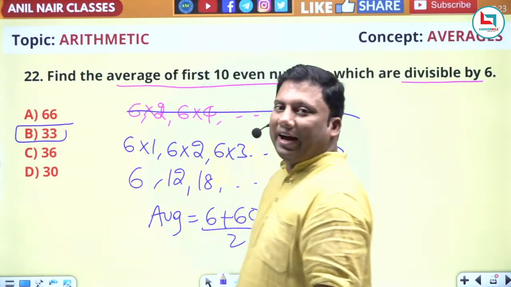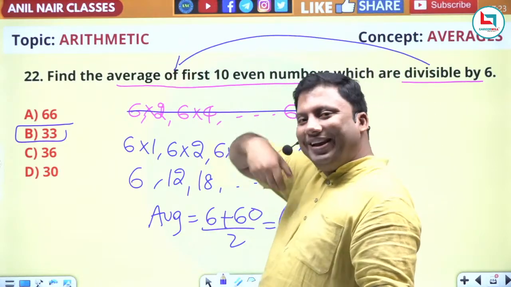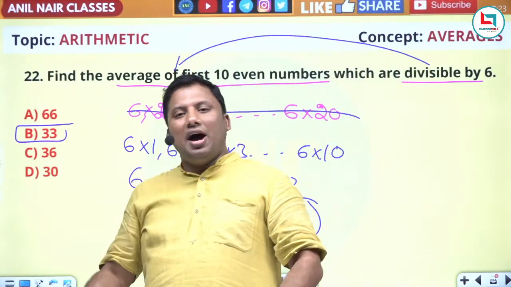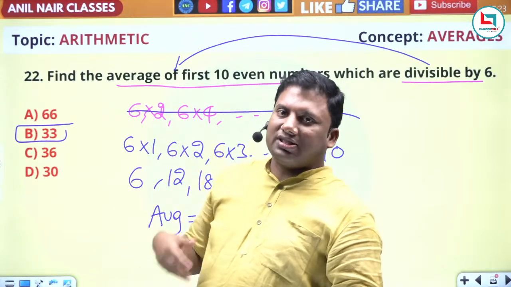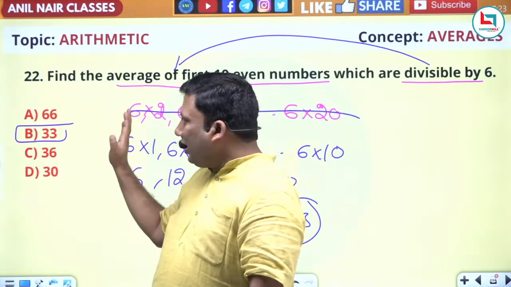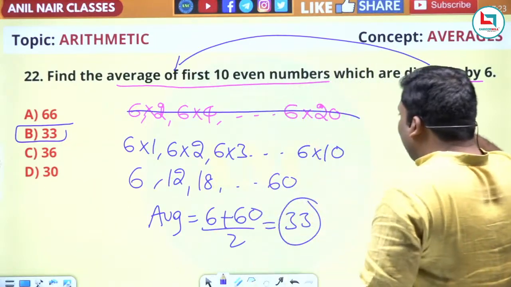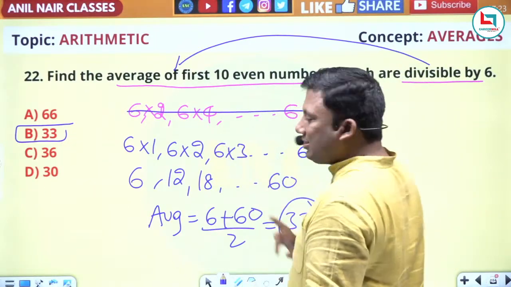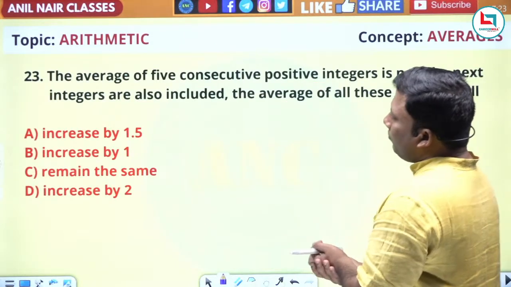I hope the idea is clear. Any number divisible by 6, you take any number which is divisible by 6, automatically it will be an even number. 6 3s are 18. 6 4s are 24. 6 5s are 30. Any number divisible by 6 is always an even number. So don't take this case. I hope the idea is clear.